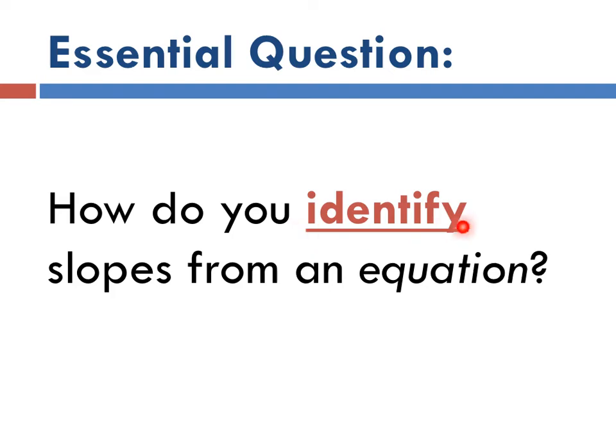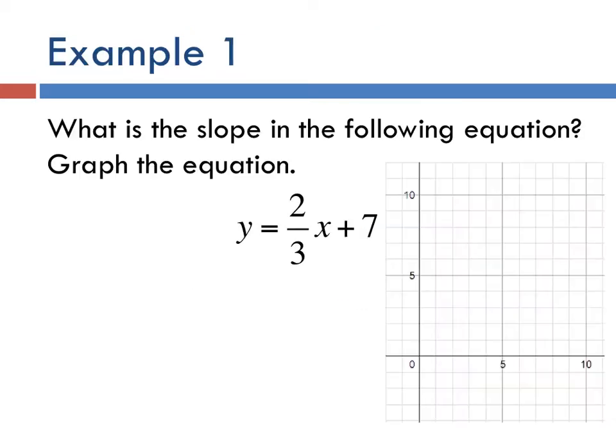How do you find slopes from an equation? And what is the equation used for? Let's go straight into the example. What is the slope in the following equation, and then graph the equation. Remember, we usually use slope-intercept form.